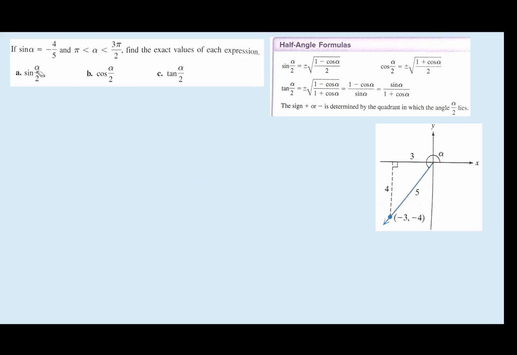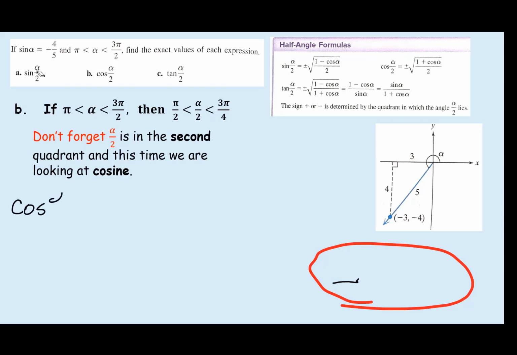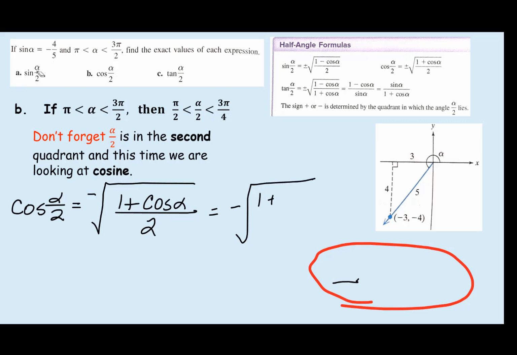For part B now, we're looking at cosine alpha over 2. Alpha over 2 is still in the second quadrant. It didn't go anywhere. And so it's going to be negative because cosine is negative in the second quadrant. So we need to remember that our answer for part B should be negative. So reminding myself of that, I'll use the formula for cosine alpha over 2, which is equal to negative the square root of (1 plus cosine alpha) over 2. And now we just plug in what we know. We know that cosine alpha is negative 3/5, so we can put that in and do all that stuff.